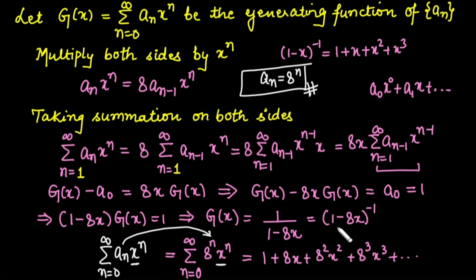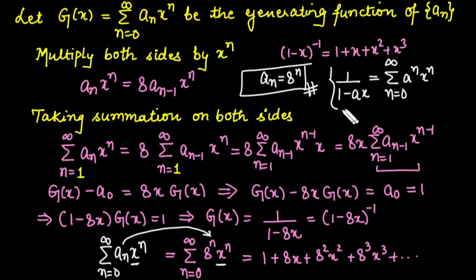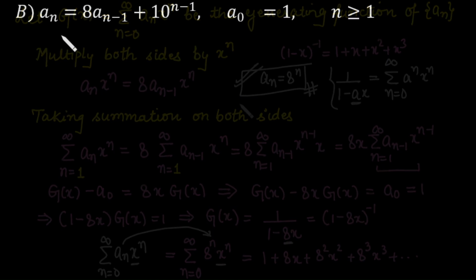This is the actual methodology to write this in the form of a summation, or we can also learn it in terms of a formula: 1 upon 1 minus ax is equal to summation n from 0 to infinity a raised to power n x raised to power n. So whenever we have this form 1 upon 1 minus ax, we can directly write it in a summation form. We just need to identify the value of a. In this case, the value of a is 8. We can directly write this summation, and after that we just need to compare these two summations to find the value of an. Let's take another example.